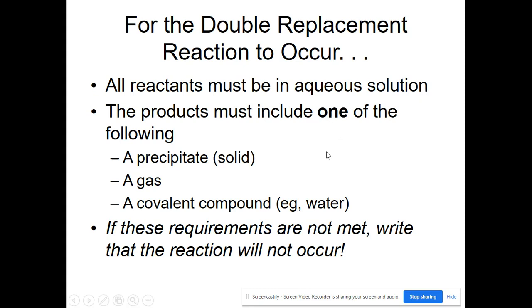The products must include at least one of the following. They must include a precipitate, that means a solid. They must include a gas or a covalent compound. Most commonly, this will be water. They can include two of these things, but they have to include at least one. If these requirements are not met, either that both the reactants are not dissolved in water or that you do not have one of these as products, then you need to write that the reaction will not occur.